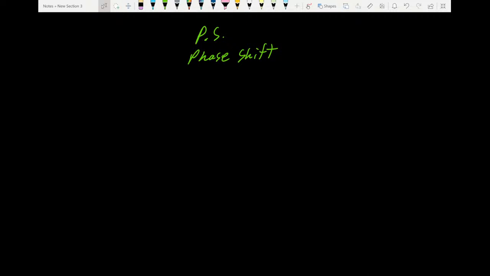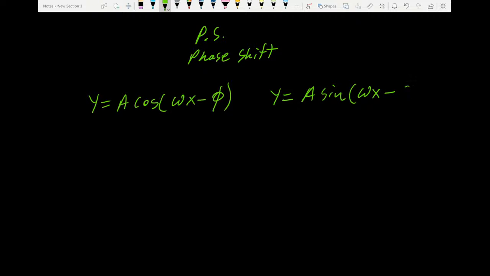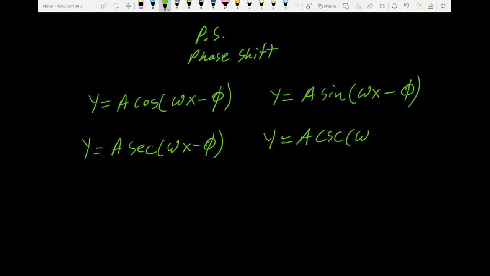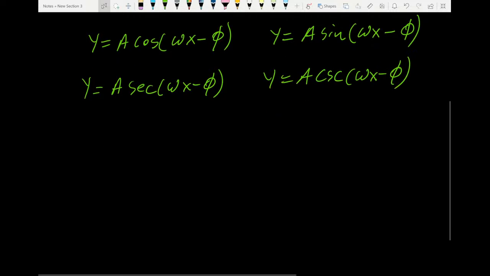So basically, what it says is y equals a cosine of omega x minus phi, y equals a sine of omega x minus phi. From that, we can also graph y equals a secant of omega x minus phi, and y equals a cosecant of omega x minus phi. In the last video, I hope you guys paid attention. So let's graph a problem directly.